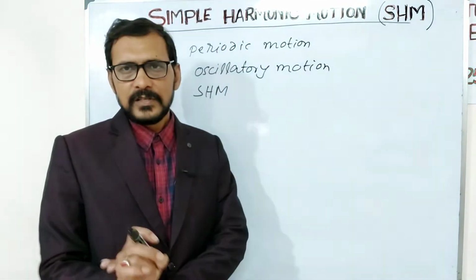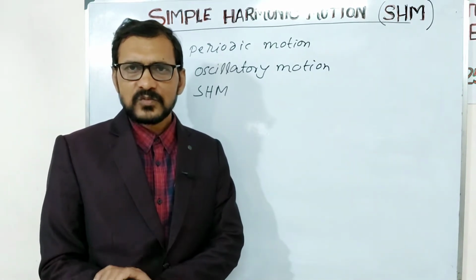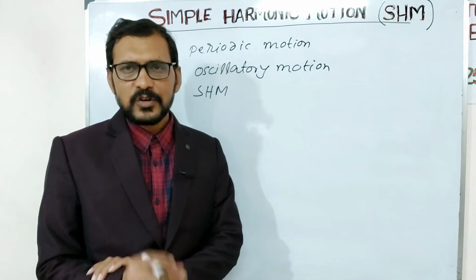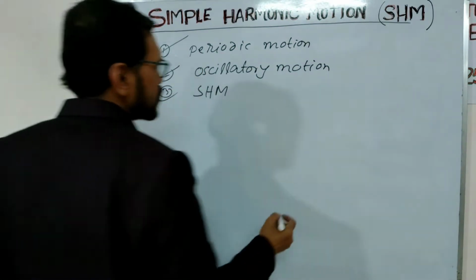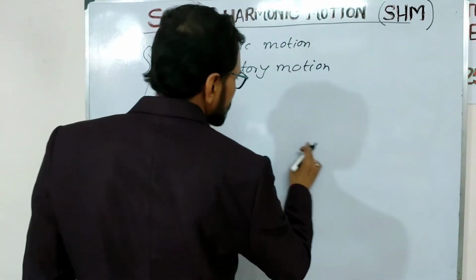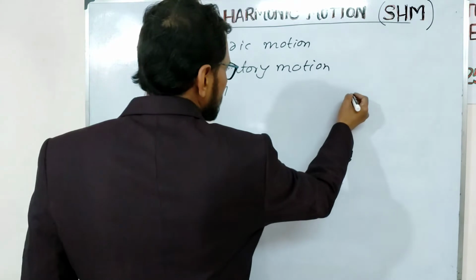Suppose your school starts at 8 am every day, so after every 24 hours the school starts. That is periodic motion. Now what is oscillatory motion and SHM? Oscillatory means the particle will oscillate about a mean position. So the best example is the pendulum.